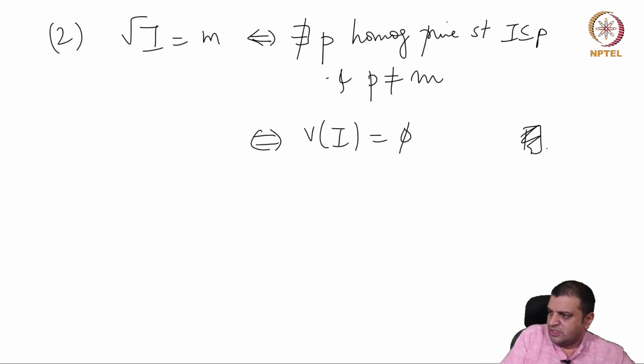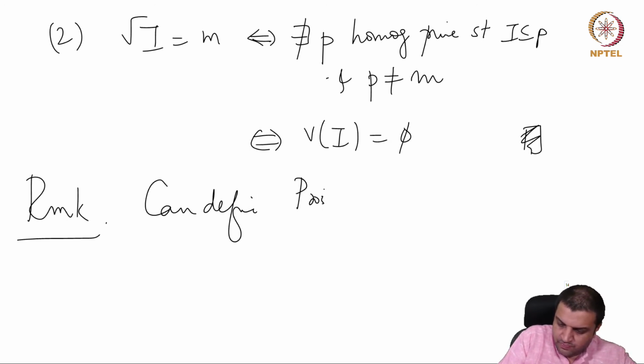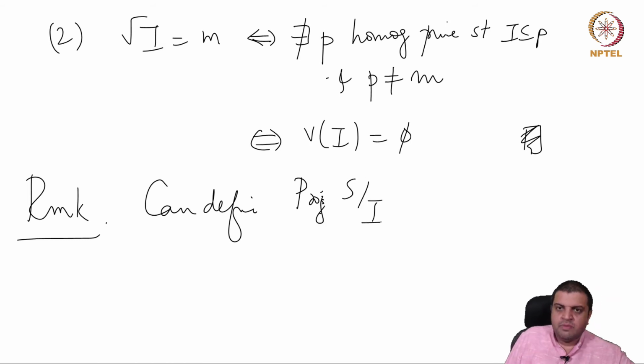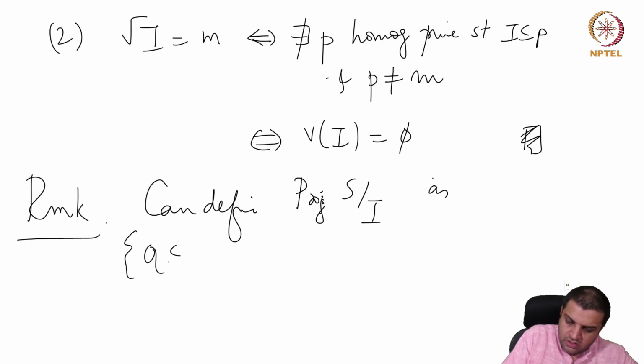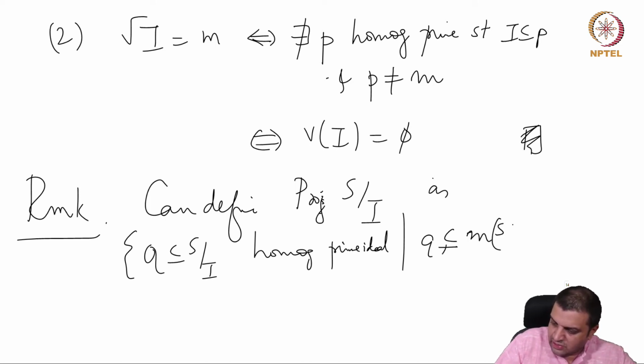So just a remark. We can define Proj of S/I also, in a similar way, as the set of Q inside S/I, homogeneous prime ideals, such that Q does not contain the homogeneous maximal ideal of S/I, the unique homogeneous maximal ideal of S/I.